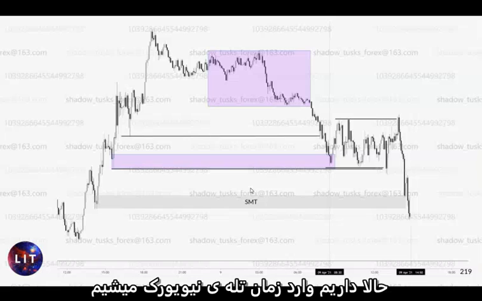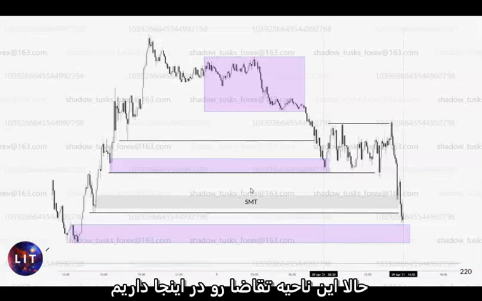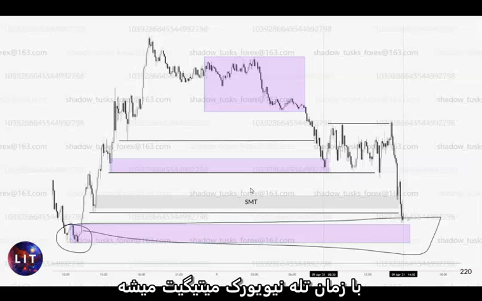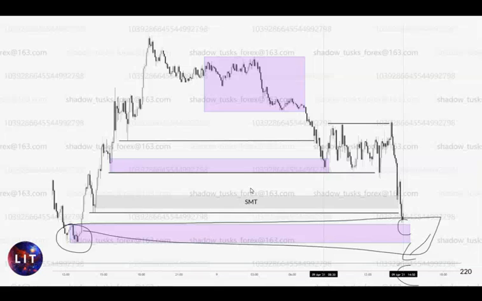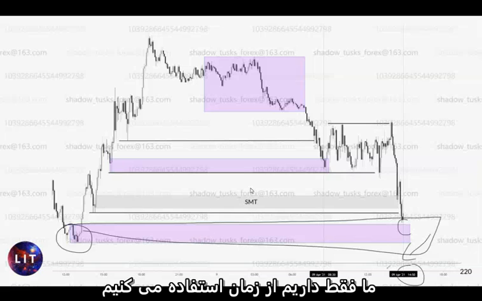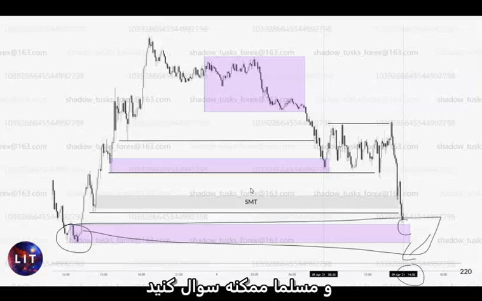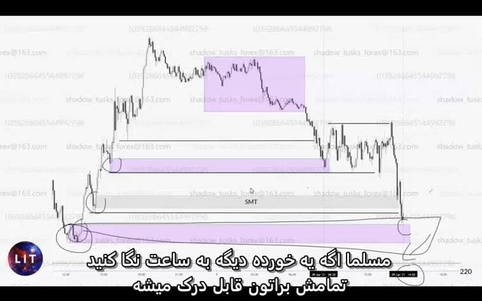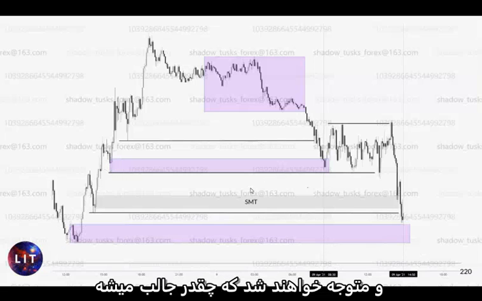Now we're moving into New York trap time. Now we're having this demand area in here, right? It gets mitigated with the New York trap time. We're just utilizing time and of course these zones. That's why again you see, why is this not a zone? Why is this not a zone? Of course it all makes sense if you just look at the clock a little bit more and you will notice how crazy it will become.